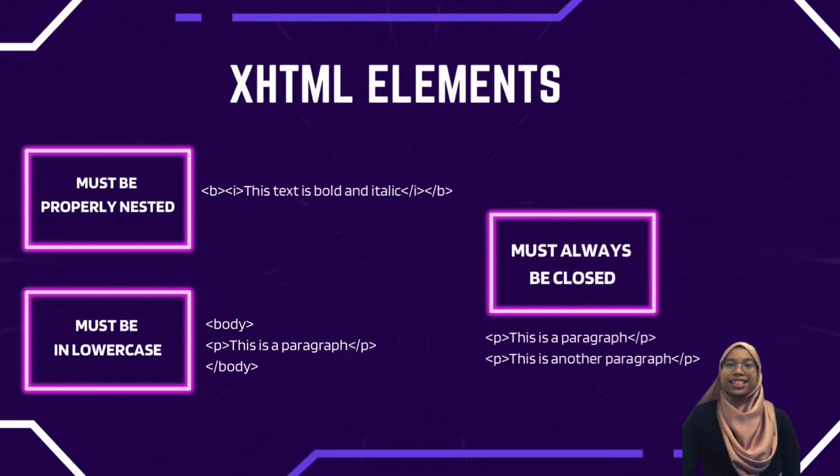Alright, the first one is XHTML's elements must be properly nested within each other. Second, the XHTML's elements must be in lowercase. As you can see, the body part and the paragraph part are in lowercase. And the last is, elements must always be closed. It means that we must start with the start tag and we must end with the end tag. In this context, don't forget to close the elements.